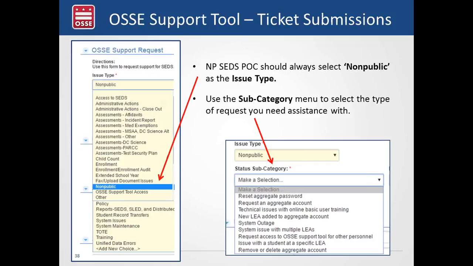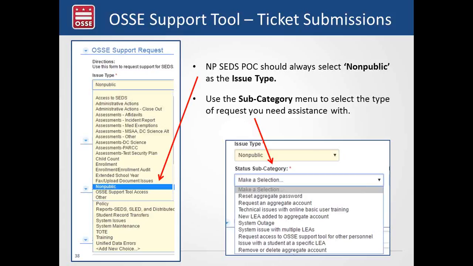Within the OSSE Support Tool, because you are a non-public SEDS point of contact, you should always be selecting non-public as your issue type. Once you select non-public, a subcategory menu will appear where there are a variety of different categories where you can narrow it down to the issue you're experiencing. Setting up your ticket this way will make sure it's routed as quickly as possible to the correct person on the OSSE team to address the issues you are having.